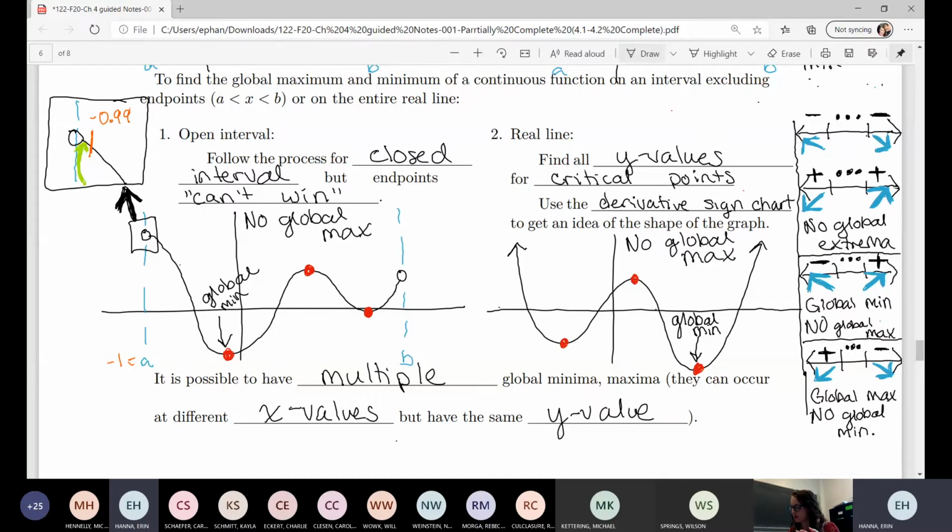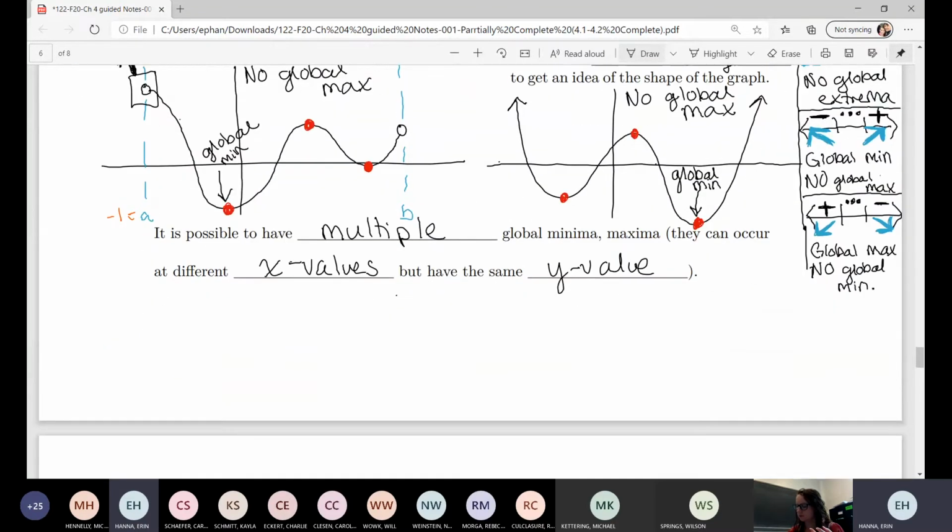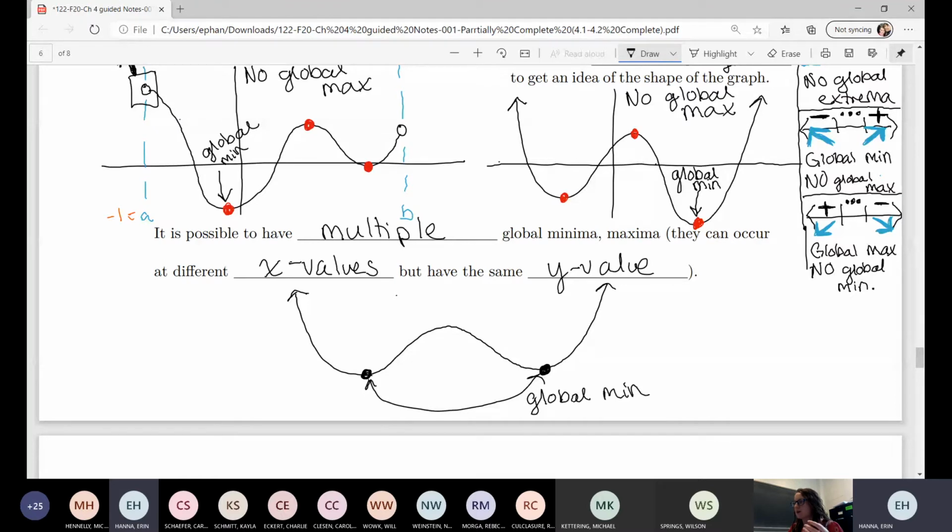So to give a picture of an example that would do that, say we had some graph that looked like this. I drew it to the best of my ability. I think it's slightly off, but hopefully you get what I'm going for here. These 2 points here at the bottom would both technically be the global mins because they both have the same y value, or at least I was trying to make them have the same y value. So it is possible to have multiple global extrema. It's just that they occur at different x values, same y value. I'll leave that up for 5 more seconds before we go down to our example.